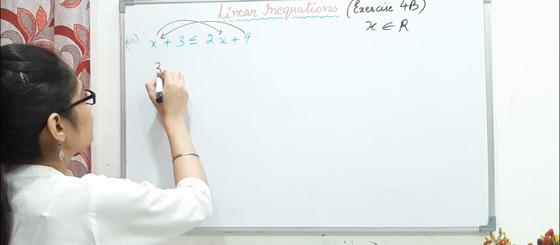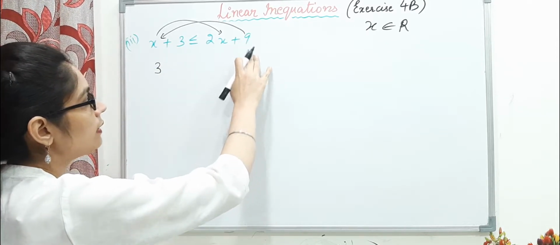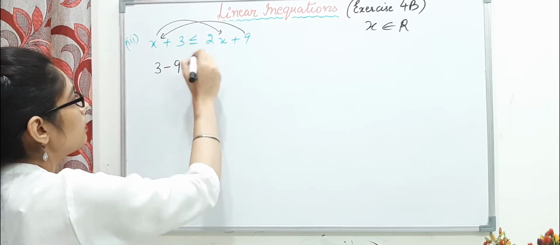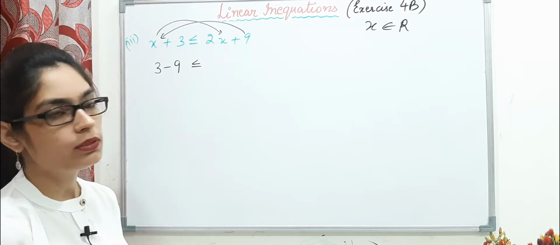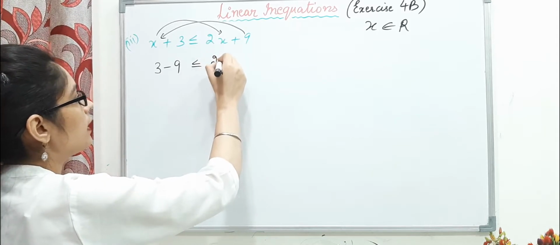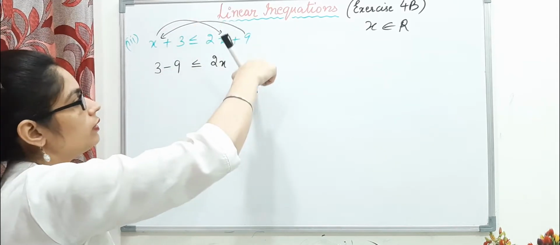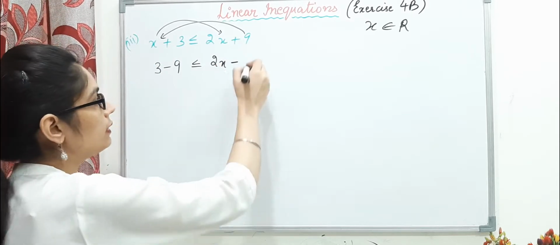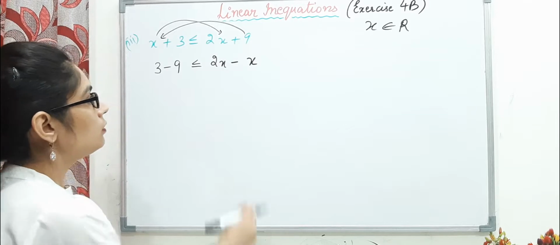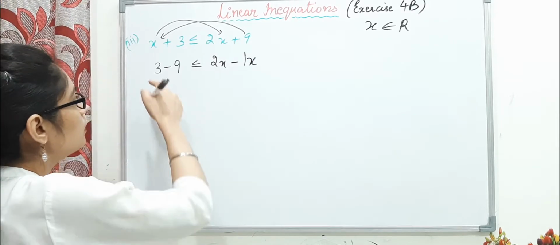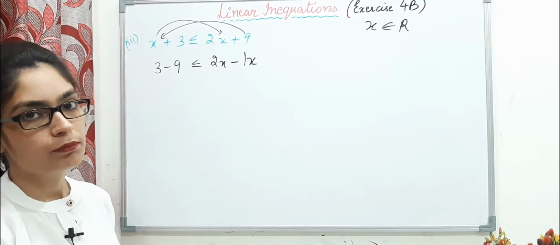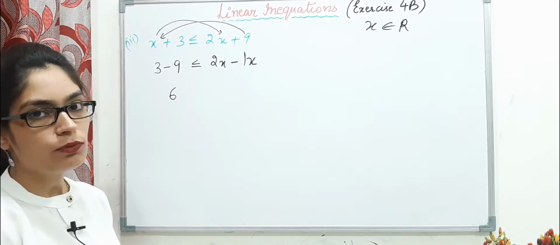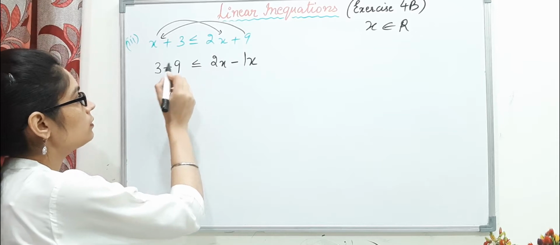So 3 I will write as it is, plus 9 I am shifting to this side, so it will be changed to -9. This sign will remain the same, less than or equal to. 2x I am keeping on this side and x I am shifting to this side. So plus x, if I shift to this side, will be changed to -x. So you can write 3 minus 9, which is minus 6, and the sign of the greater number, so -9.